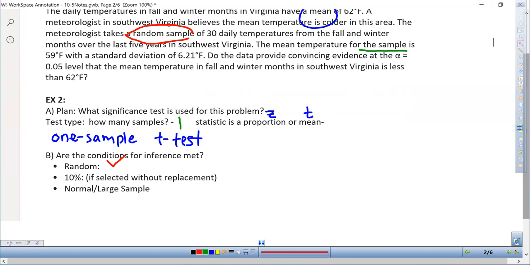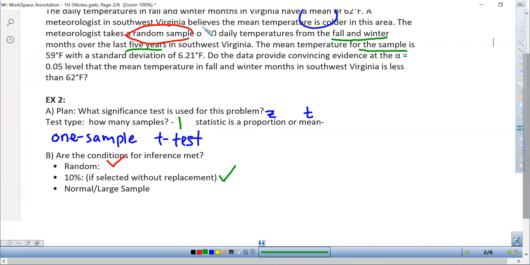And then we want to check, does it meet the 10% requirement? So it's 5 years worth of fall and winter months, right? So if I think about that, that's roughly half the year, right? So if I have 365 days in a year, and let's just say we have 150 days that we're choosing from, times 5, 30 divided by that number is going to be less than 10%. So since I have a large population of 5 years worth of days, that means that 30 is going to be less than 10% of that value.